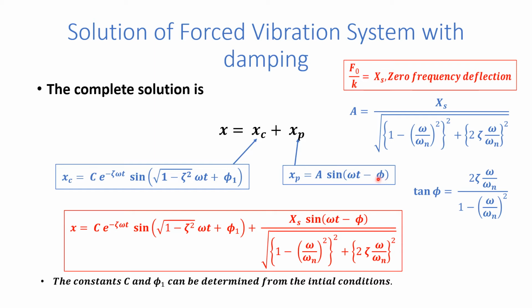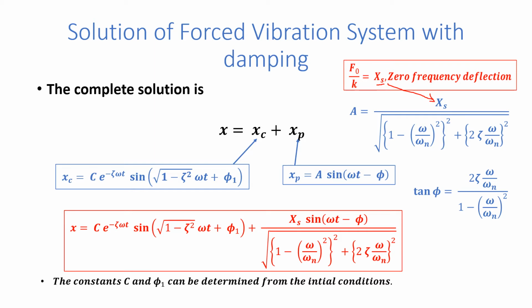Now A, we have already calculated amplitude of vibration to be Xs. Xs is zero frequency deflection, means if F naught is static, how much the mass will deflect. This is basically static deflection. That will be simply external excitation or force divided by the spring stiffness K. So we put value of Xs.